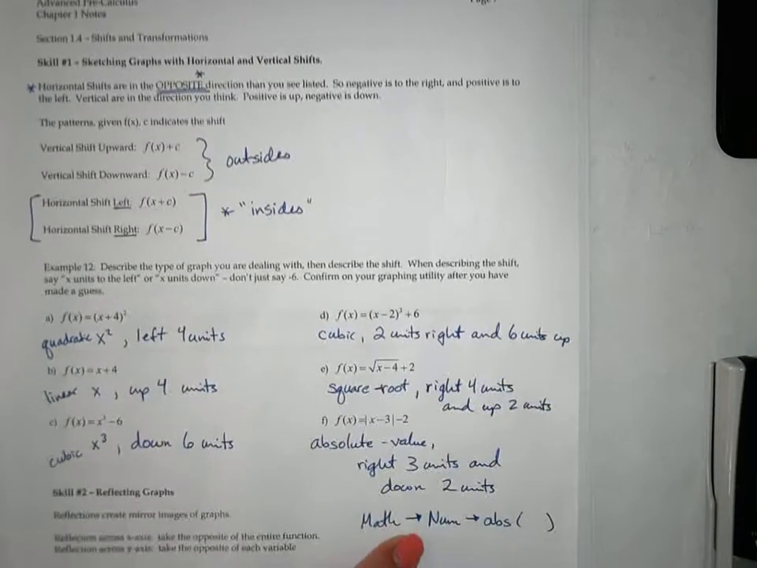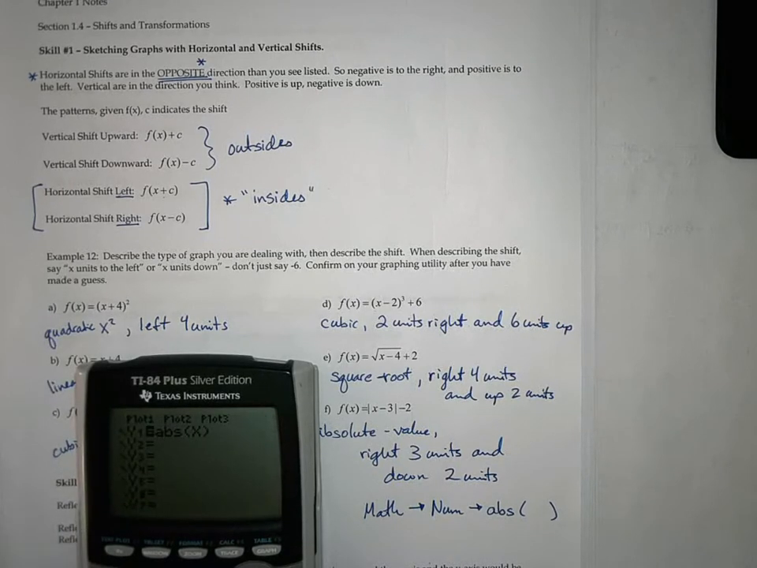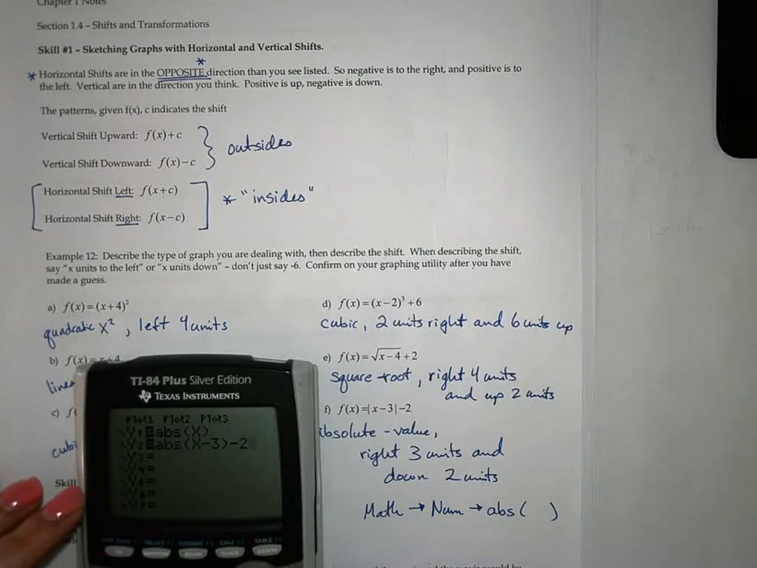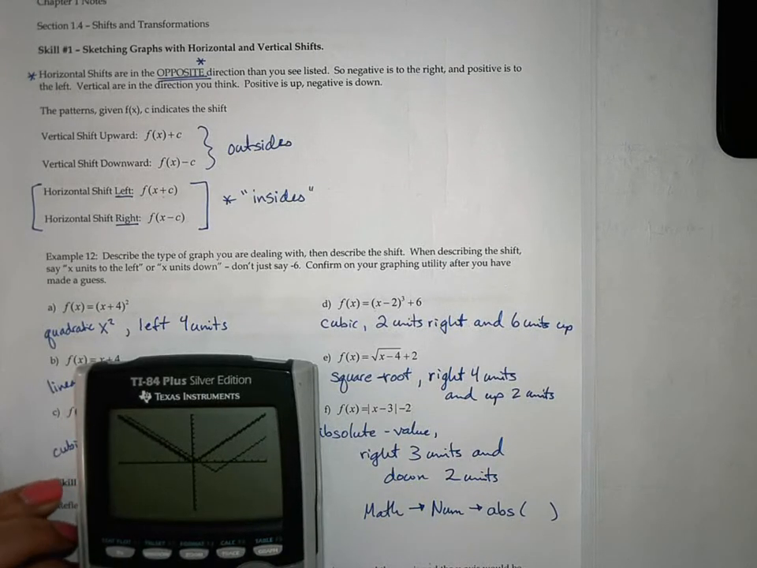So let's make sure that we know how to graph that one with our graphing calculator. So back here, math, number, abs, x. Math, number, abs, x minus 3, close the parentheses, minus 2. So let's make this one a bold one. We'll graph. There's the original absolute value function, shifted down and over. Yep. Okay.